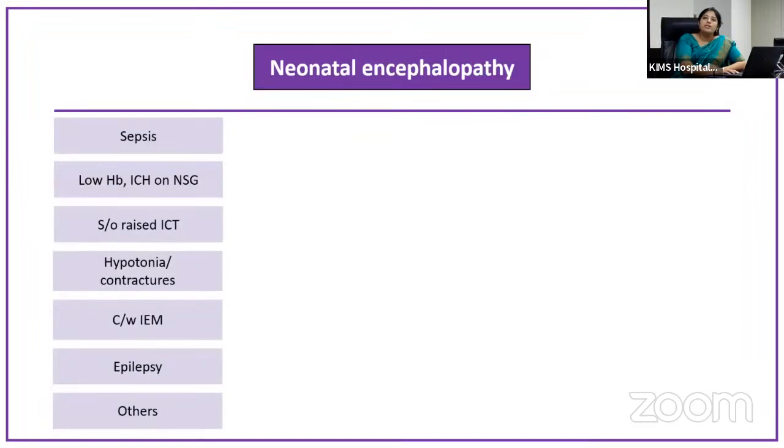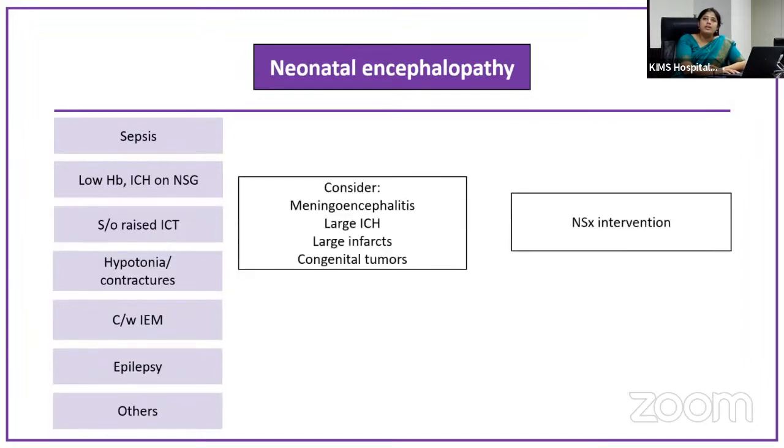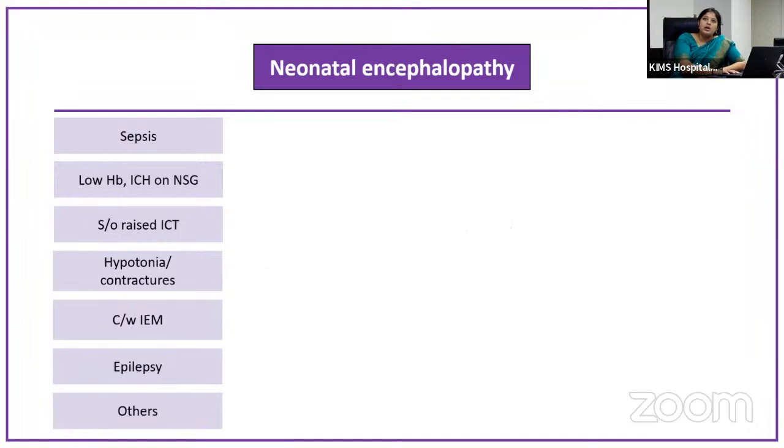So neonatal encephalopathy can be due to sepsis, which is a very common differential. Low HB and ICH on neurosonogram may present with encephalopathy. There can be signs of raised ICP. So if you have a low HB and there are signs of raised ICP, we should consider meningoencephalitis, large intracranial hemorrhage, large infarcts, or congenital tumors. It is important because many of these kids might need an urgent neurosurgical intervention.